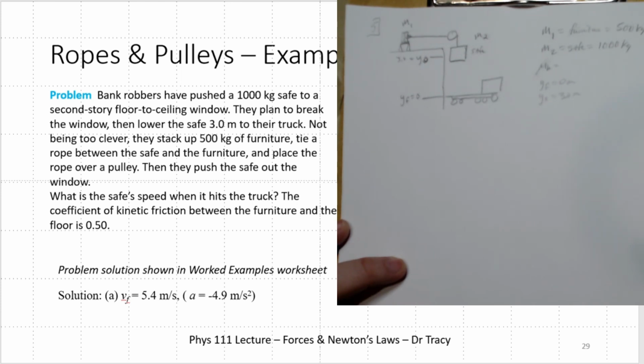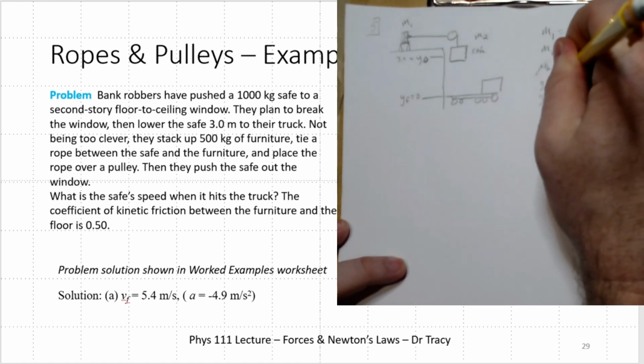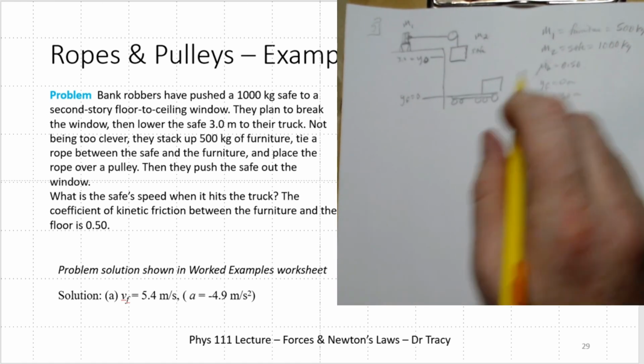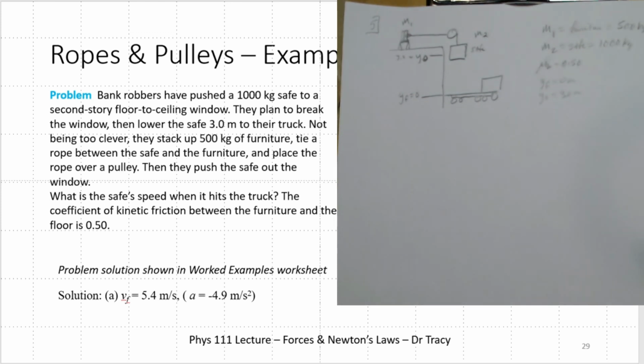Okay, looks like we've got everything. Oh, this is 0.50. Notice this is unitless. There's no units there. Mu sub k is a scaling factor. The more they stick together, the more force you need in order to overcome friction.